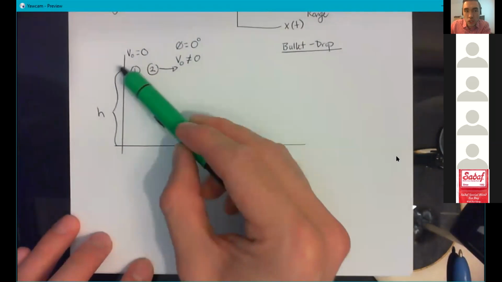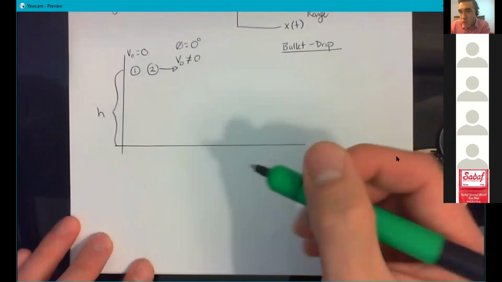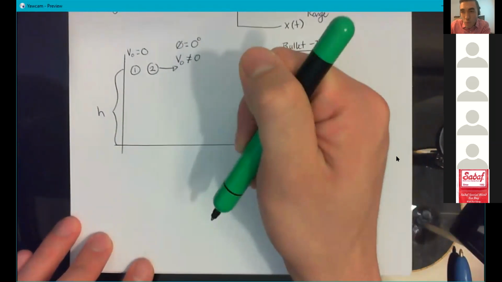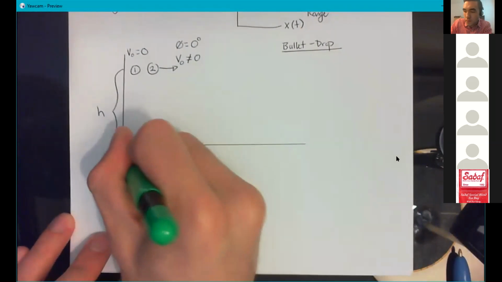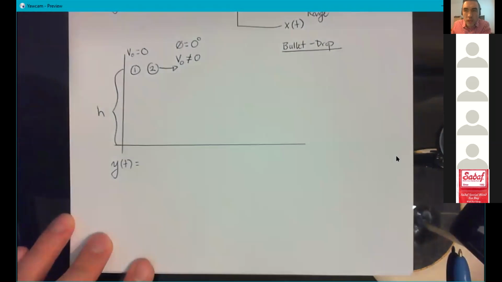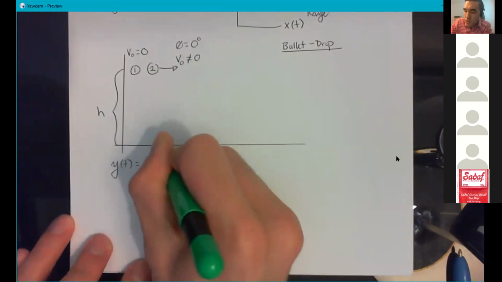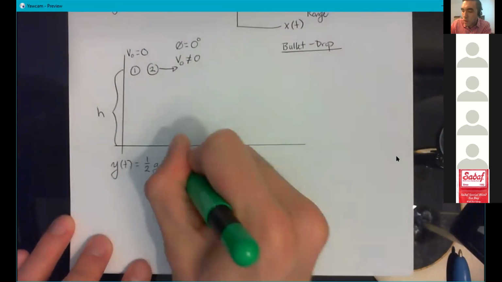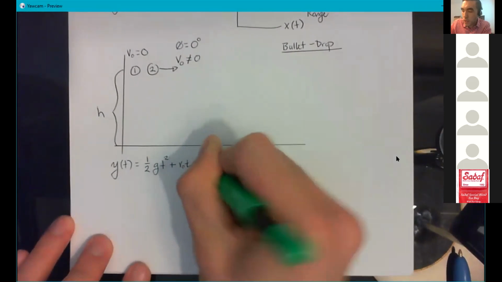But under these conditions, both of these balls fall to the ground at the exact same time. And here's why. This equation of motion for the two balls is the same, what they're doing up and down. So let's build a y of t. And to build this y of t, I'm going to use kinematic equation 2. So it's going to be equal to 1/2 gt squared plus v sub o t plus y sub o.